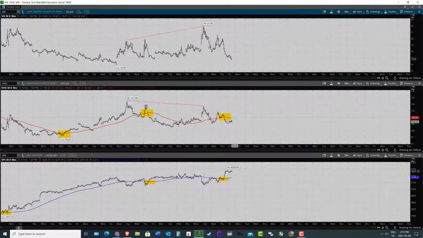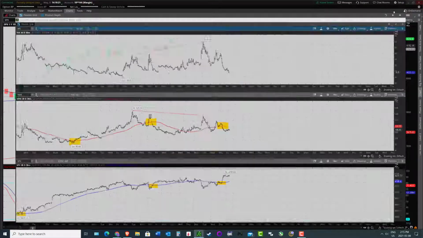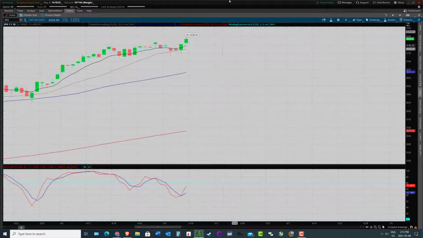Then VVIX got nicely below the red moving average. SPX got above the blue moving average. And that was our most recent bullish buy signal. And it is still very much on right now. All right, that's all I've got for now. So I would think keep your eyes on the markets. Heading towards the end of the month kind of looks like a good time.